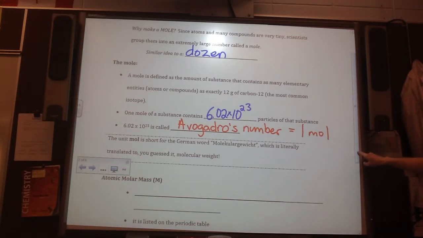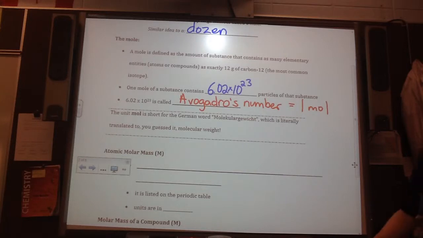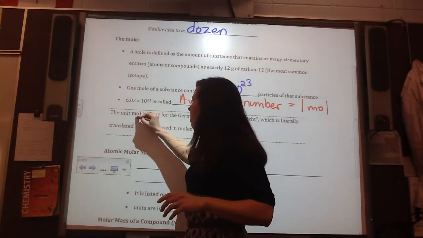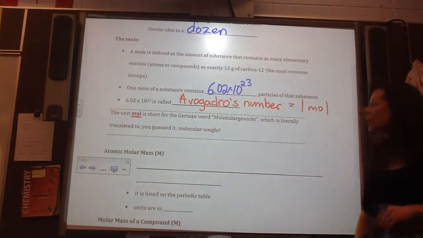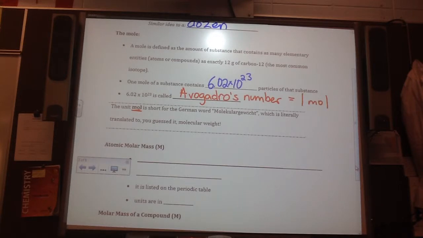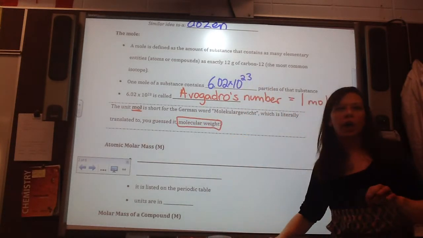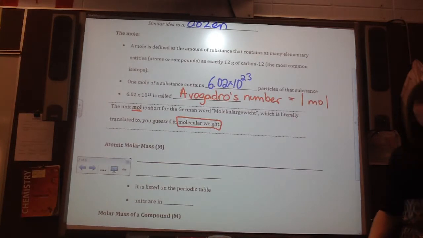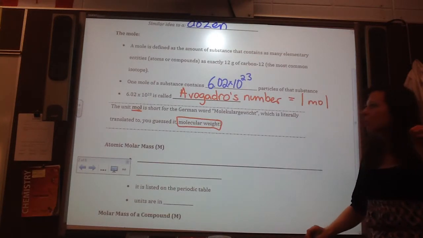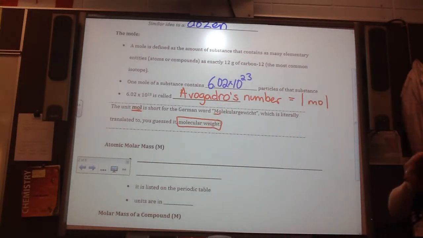Is mole in here? Does mole have an origin here? No. The unit mole, M-O-L, is short for the German word Molekulargewicht, which is literally translated as molecular weight. So the term mole comes from this word, and it means molecular weight.